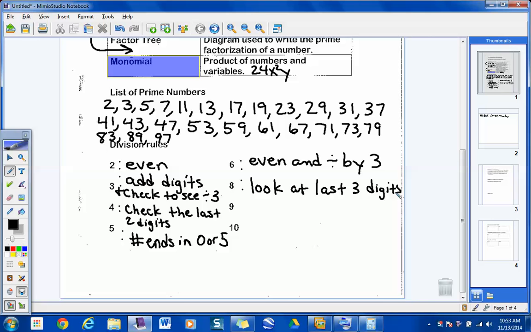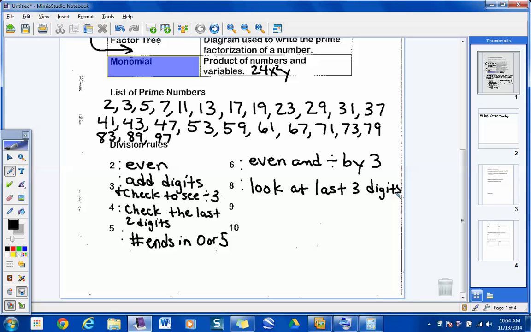Okay. Rule of 9. Rule of 9 is very similar to the rule of 3. You're going to add your digits up again, but instead of being divisible by 3, you want to be divisible by 9. Okay, so let me write that down.